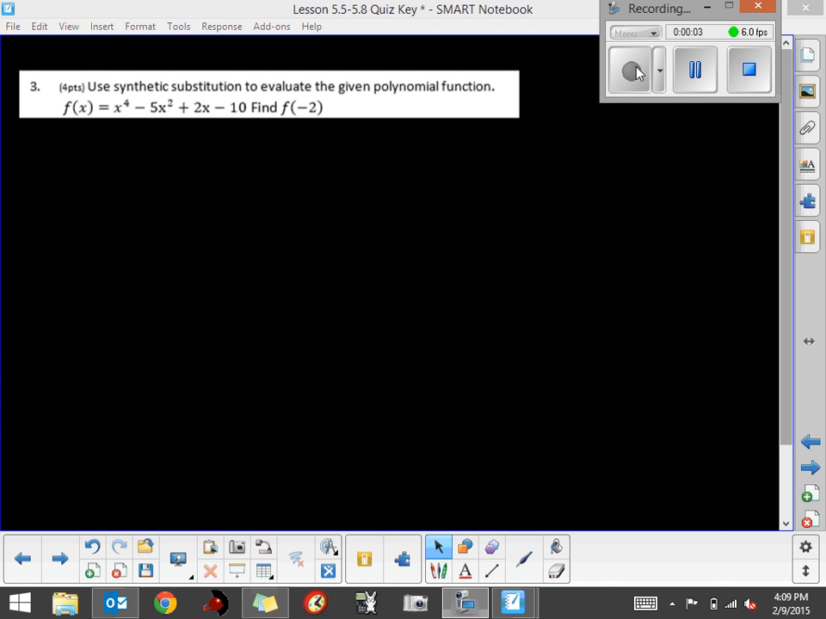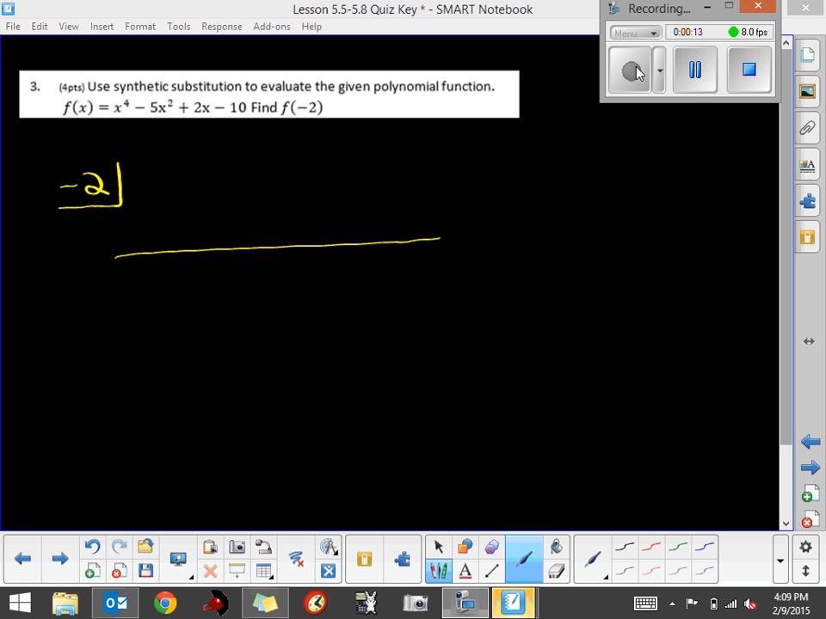In question 3, we're supposed to use synthetic substitution to evaluate the given polynomial. Synthetic substitution is another name for our synthetic division, but it really keys in on one special idea: when we look at our remainder, the remainder will equal this function evaluated at -2. So it gives us an alternative to evaluating the function without the plug and chug method. So I'm going to illustrate both methods here.